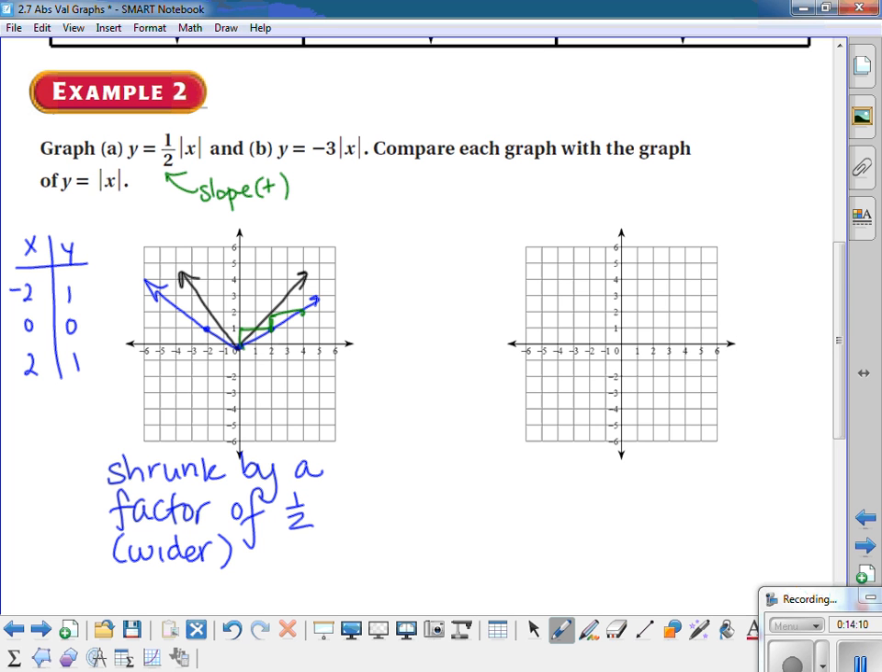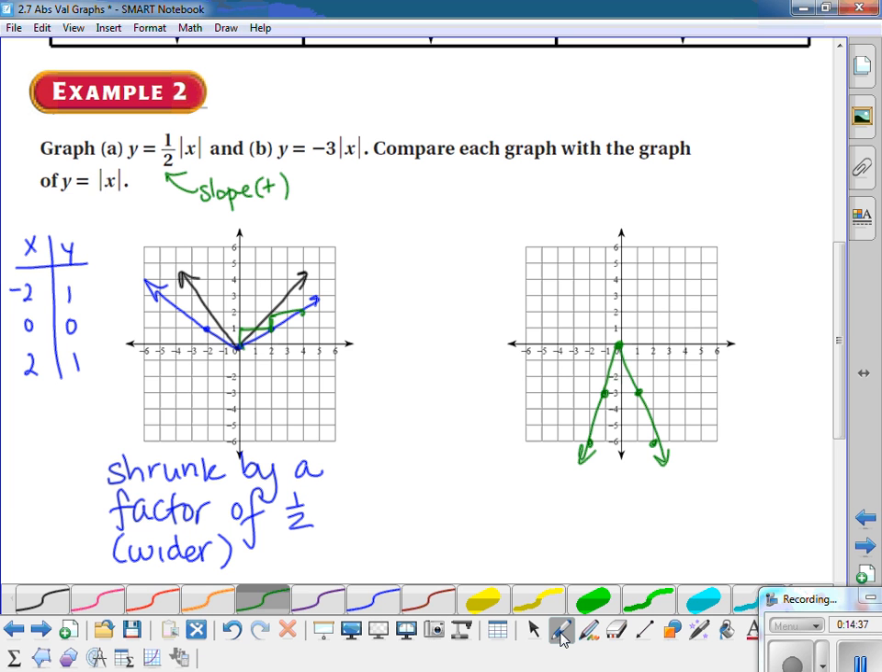So looking at B, I've got a -3. So what's my slope going to be on the right side? -3. So I'm going to be starting at 0, 0. I'm going to go down 3 and to the right 1. So that's a way you can avoid making a table if you want. You can actually just graph it straight from the information and then just do the mirror image on the other side. So that one, the graph is going to look like that.